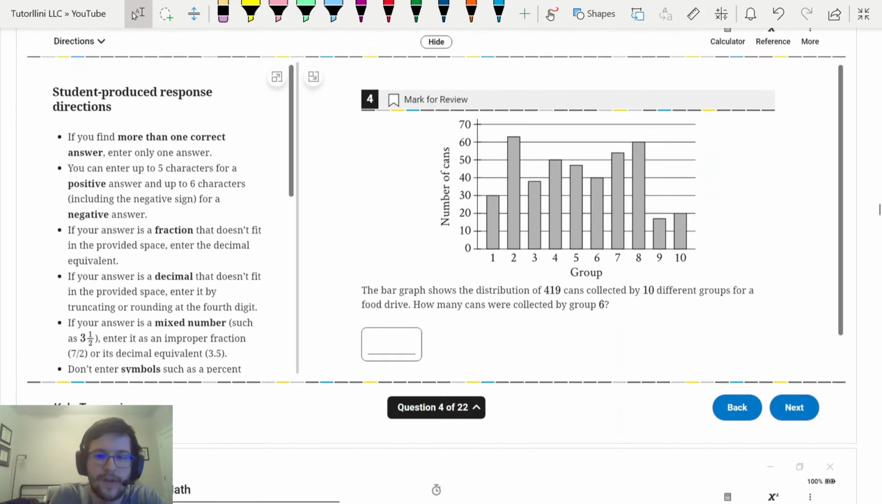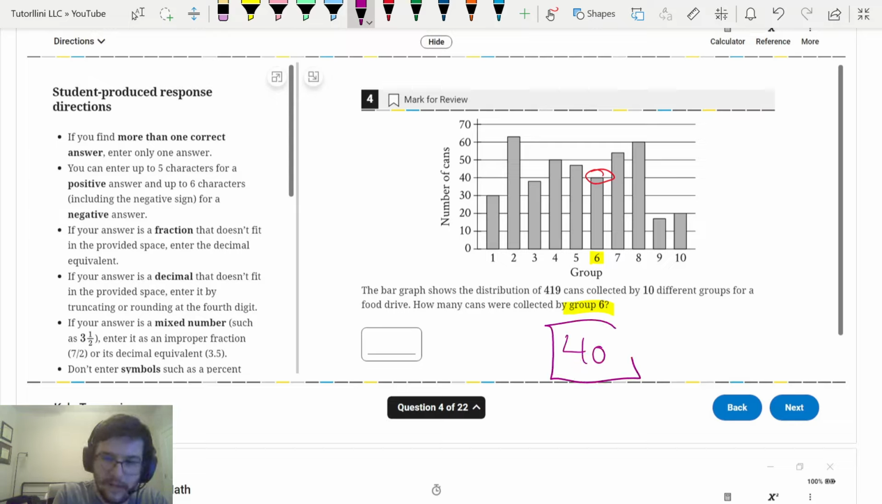Great, let's go to 4. Okay, it wants to know group 6. So group 6. All right, let's look at that. And you see that is at about 40. So 40.